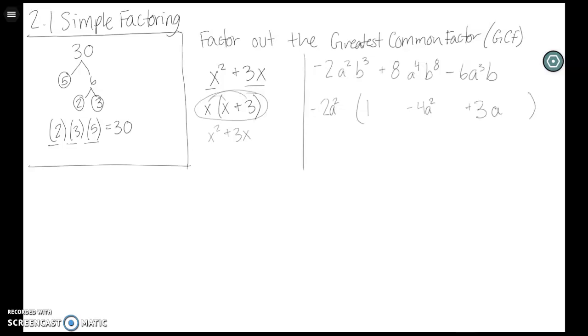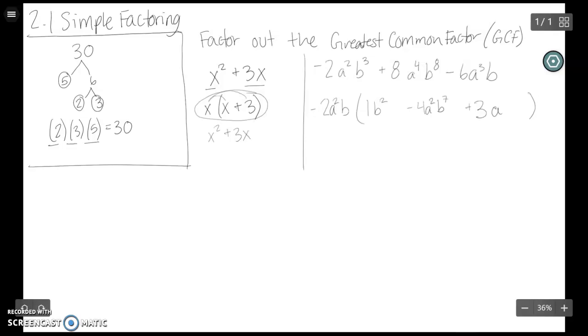In this case, my last term only has one b, which means that I can only take out one b from all of these. So my first term is still left with a b squared, my next term is left with a b to the seventh, and then my last term is left with no b's. So this would be, excuse me, one way to factor this polynomial.